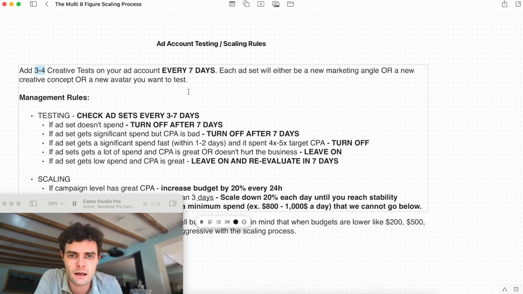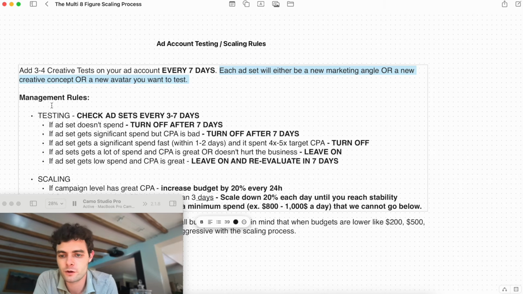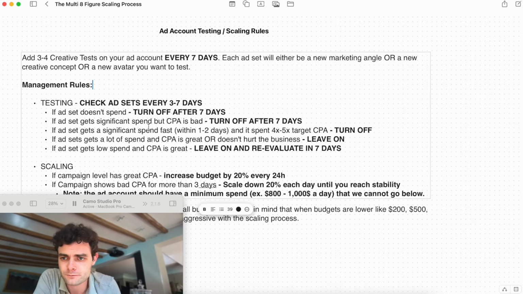Or creative tests. Each ad set will either be a new marketing angle or a new creative concept or a new avatar you want to test, or a combination of both. What is a creative concept? A creative concept is like AI voiceover videos versus us versus them image ad. They're like two different types of creative concepts. They're different concepts, right? So keep this in mind.